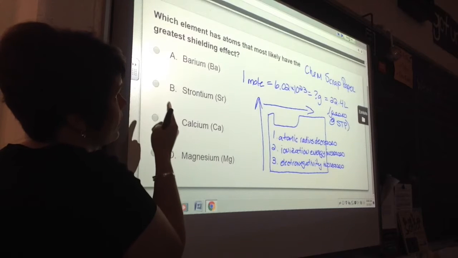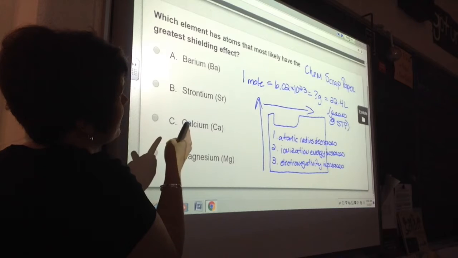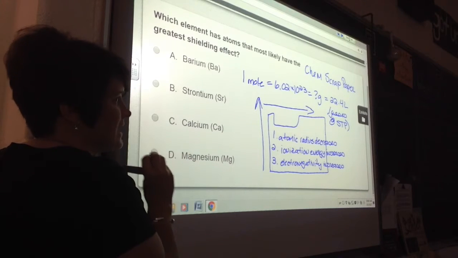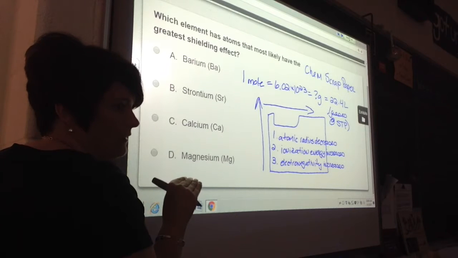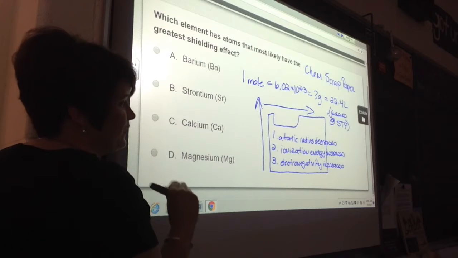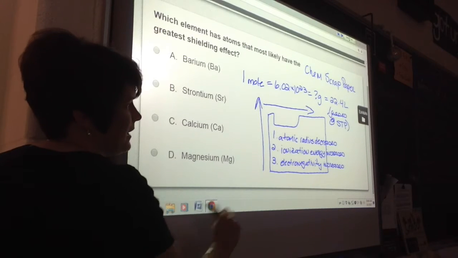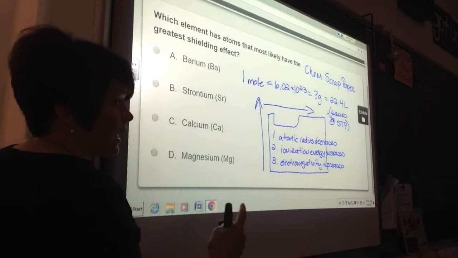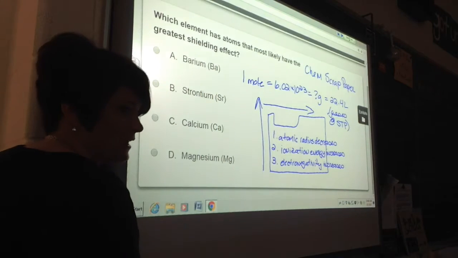Which element has atoms that most likely have the greatest shielding effect? Shielding effect is not something that we teach typically, okay? But shielding effect follows the same trend as ionization energy and electronegativity. So, that being said, grab your periodic table, find barium, strontium, calcium, magnesium.